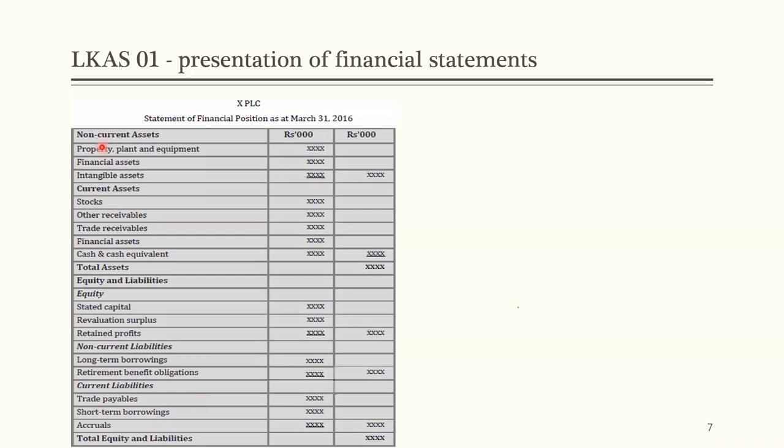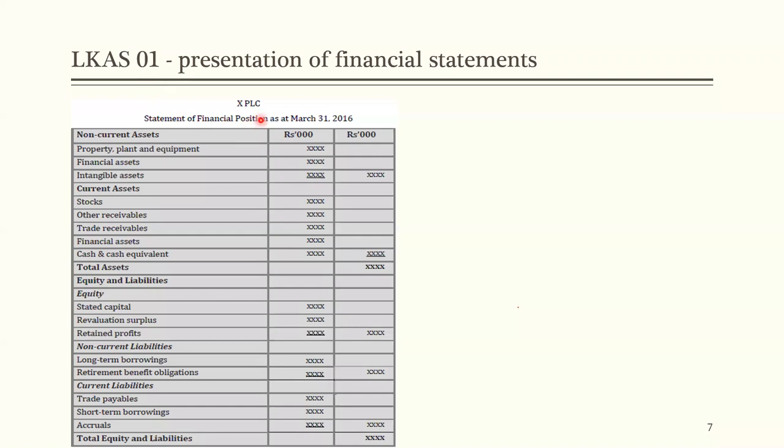So here, assets and liabilities we have divided into two groups. Some we have identified as non-current assets, and some as current assets. In liabilities also, some we have identified as non-current liabilities and some as current liabilities. This current and non-current distinction is also addressed in LKAS 1. It is LKAS 1 that talks about the current, non-current distinction.